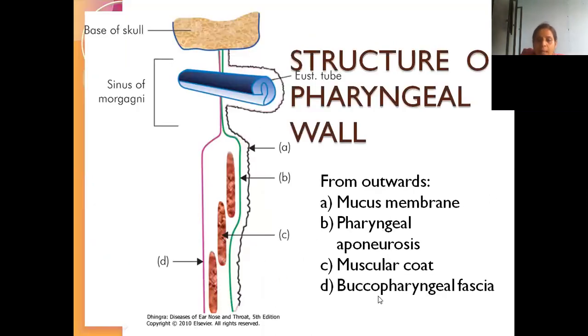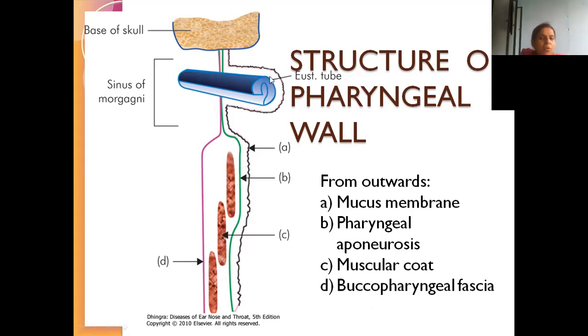Now let us see. So it has a muscular coat. A, B, C, one behind the other, are actually the muscles: the superior constrictor, then the middle constrictor, and the inferior constrictor. Then this pink lining we have is one of the fascia in the neck. You call it the buccopharyngeal fascia.